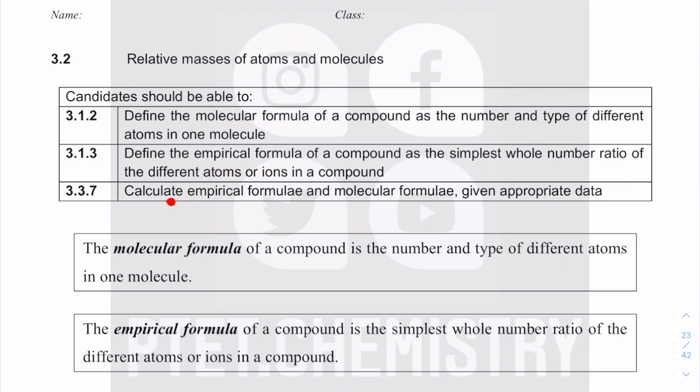As you could see, you are expected, as candidates or as students, to calculate the empirical formula and molecular formula. So this is part of the 5070 pure chemistry course, and this is also similar to any O-level or IGCSE chemistry, which is equivalent to any 14 to 16 years old chemistry curriculum all around the world.